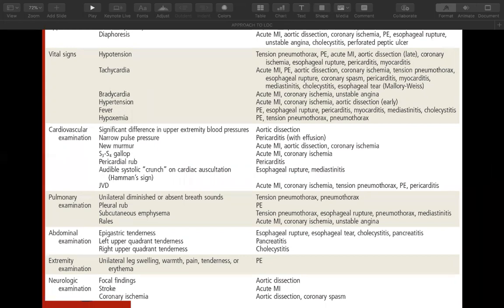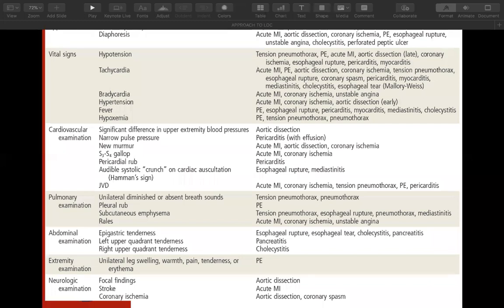And we also check if the patient is tachycardic, bradycardic, or hypertensive, or having fever or hypoxemia. Of course, since it's chest pain, we need to do a thorough cardiovascular examination. You need to check for a significant difference in the upper extremity blood pressures, to check for aortic dissection. You also need to check for narrow pulse pressure, murmurs, pericardial rub, or even jugular vein distension.